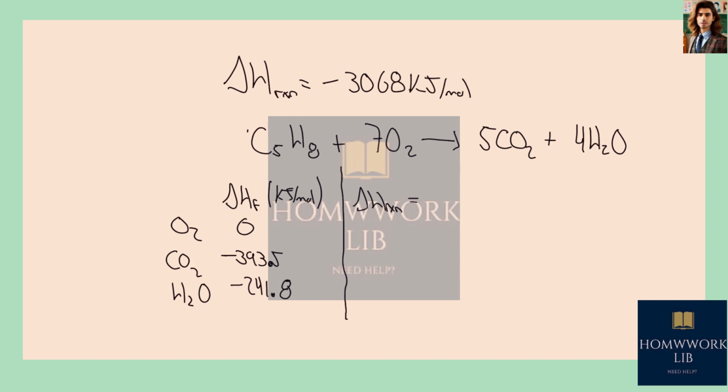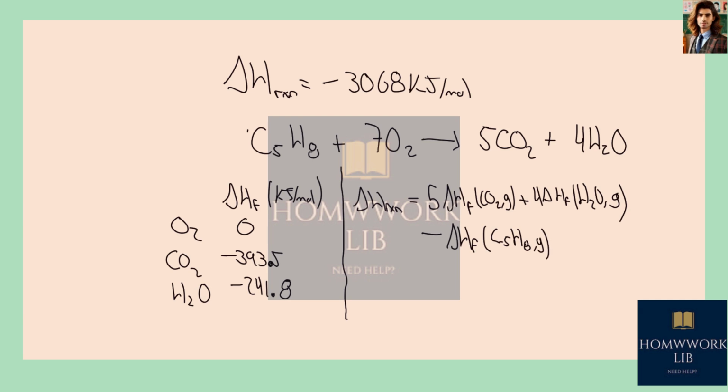So in this case, delta H of the reaction would be equal to 5 times delta H of formation for CO2 as a gas, plus 4 times delta H of formation for water as a gas, minus delta H of formation of C5H8 as a gas as well, minus 7 times the delta H of formation of oxygen gas.